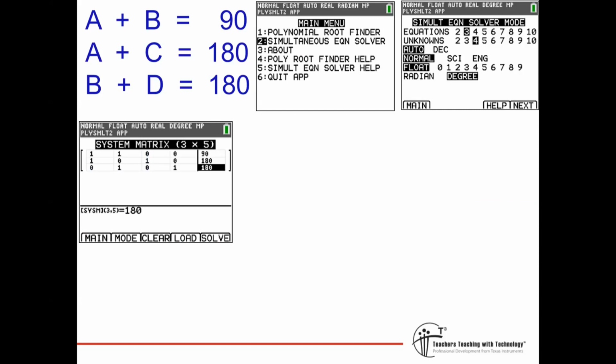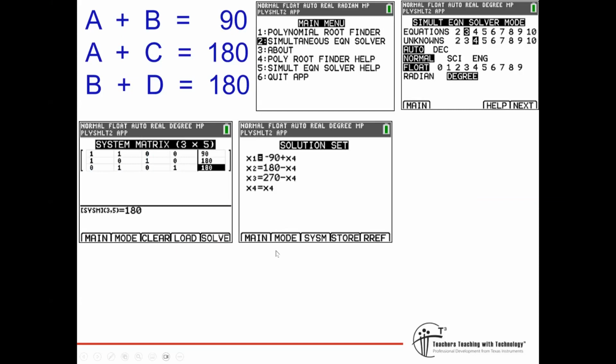And so the first line says 1A plus 1B plus no C's plus no D's equals 90. Next one says 1A plus 1C equals 180. And 1B plus 1D equals 180. So that's my system there. Okay. And so I did solve. I solved that system. And when I did, it came back like this.